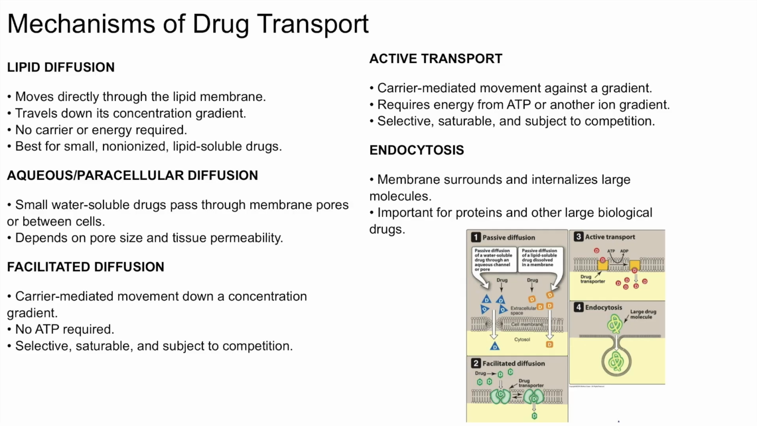Facilitated diffusion uses a carrier, but still moves the drug down its gradient, so it does not require energy. Because a carrier is involved, the process is selective, saturable, and subject to competition. Active transport also uses carriers, but it can move drugs against a gradient using ATP, or energy stored in another ion gradient. Endocytosis surrounds and internalizes large molecules and is particularly important for some proteins and other biological drugs.